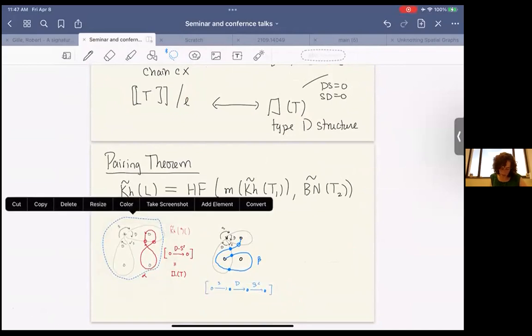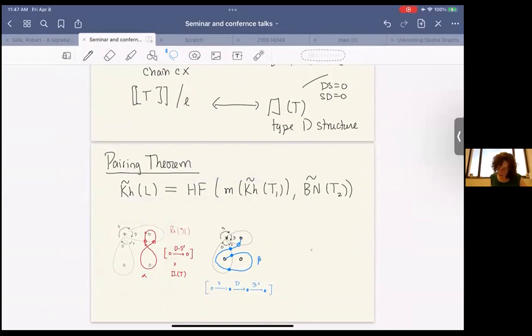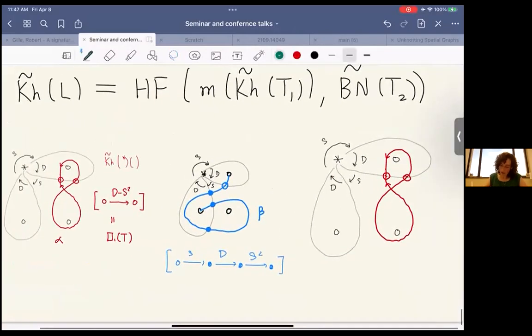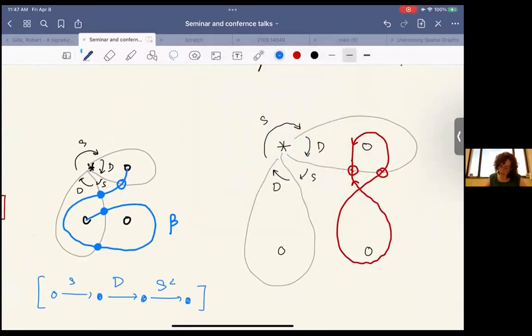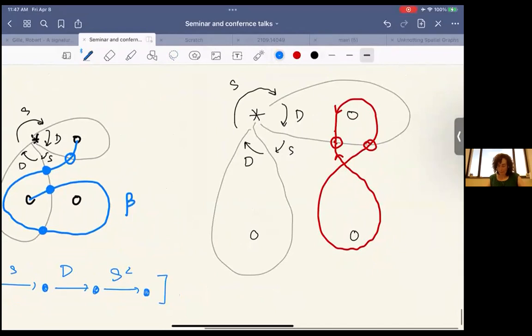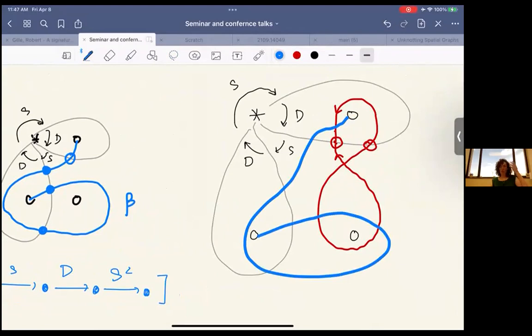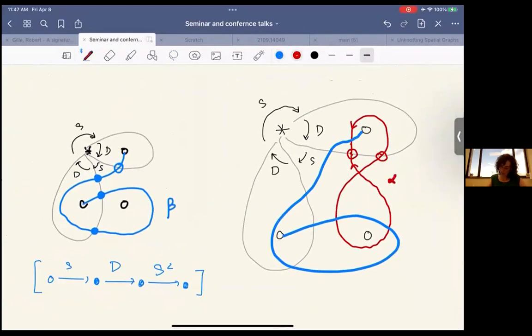Living that cut and paste lifestyle right now. Okay, so here I have my blue curve and my red curve together, and that's going to look like this. It's going to intersect here. It's going to come down and around. It's going to intersect. Okay, so up to homotopy, that's alpha and beta together.